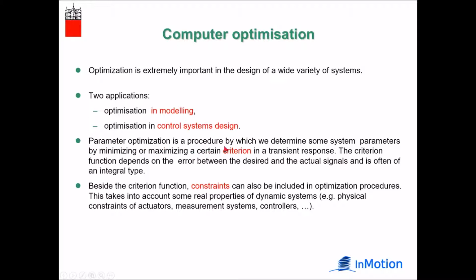Parameter optimization is a procedure by which we determine some system parameters by minimizing or maximizing a certain criterion in a transient response. The criterion function depends on the error between the desired and the actual signals and is often of an integral type. Besides the criterion function, constraints can also be included in optimization procedures. This takes into account some real properties of dynamic systems, for example, physical constraints of actuators, measurement systems, controllers, and so on.